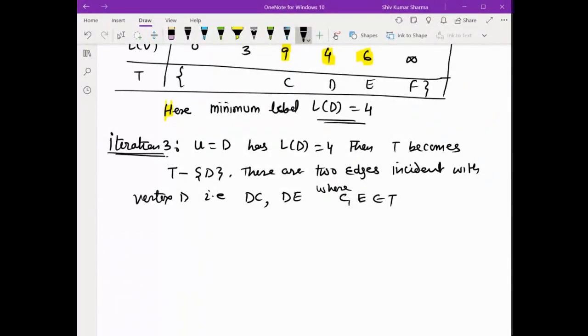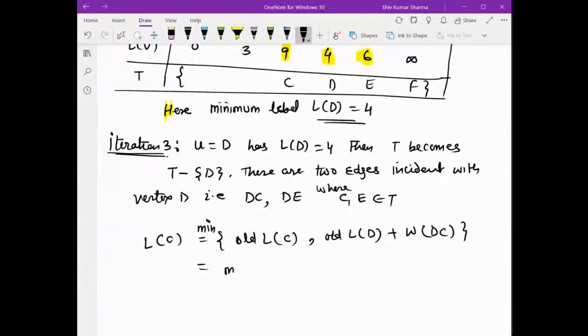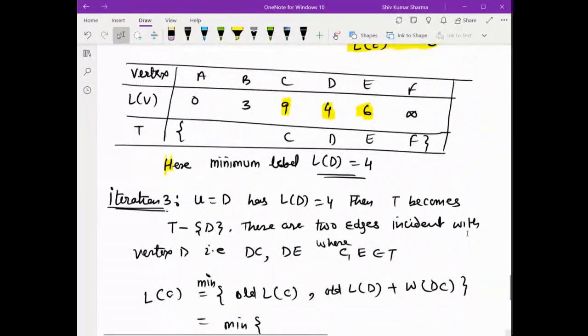So we calculate the minimum weight, that means the level of C. We write it as the minimum of the old level of C, comma, the old level of D plus the weight of DC. So this equals the minimum of the old level of C. What is the old level of C? Here we check the table. Old level of C is 9.